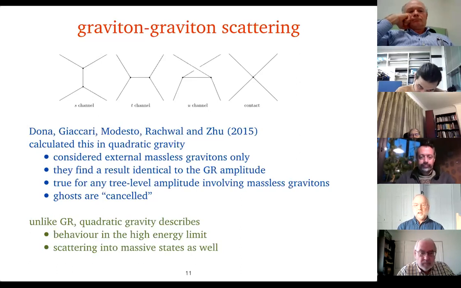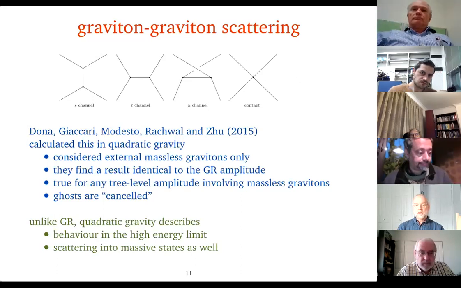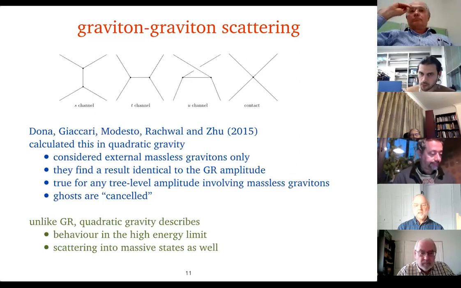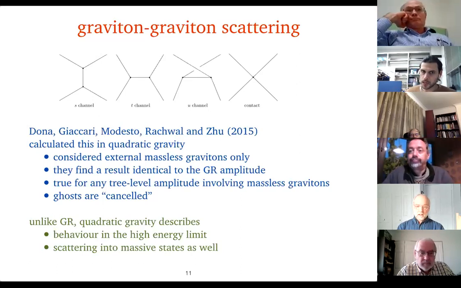So, okay, anyway, these amplitudes are the same in the two theories, but the meaning of these amplitudes is different because quadratic gravity is a UV complete theory. So it should be describing these amplitudes in the high energy limit as well. And of course, quadratic gravity also describes other states. So we should also expect the theory to describe the scattering into those massive states as well.